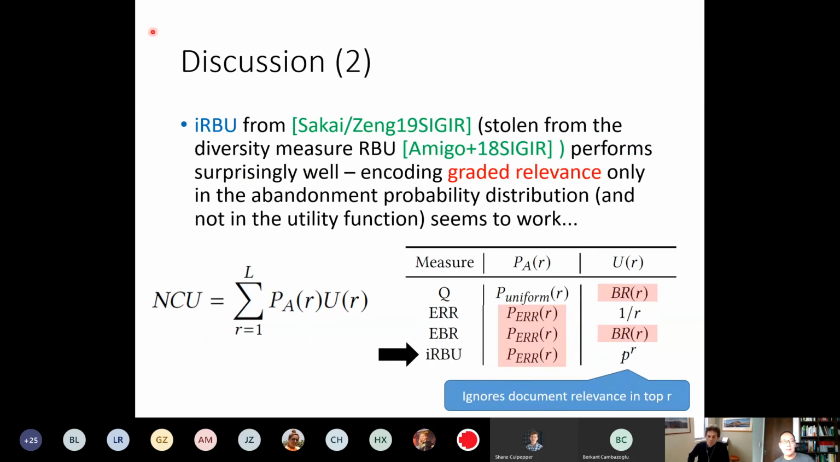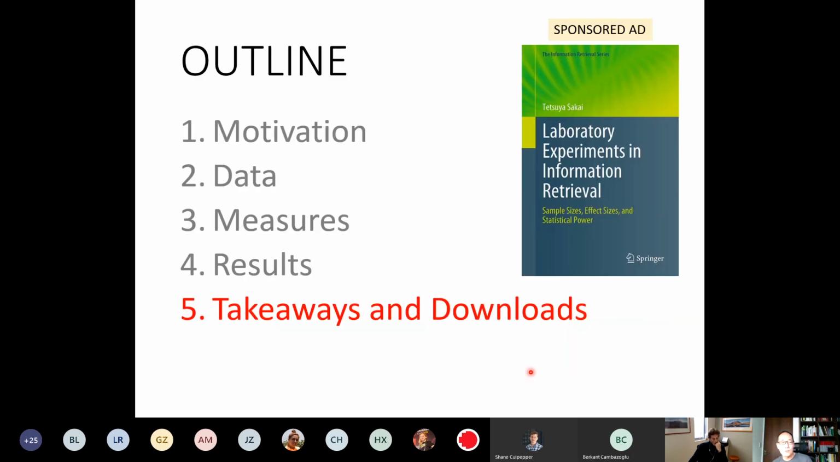Another small point maybe is that this IRBU measure is actually a component of this RBU measure. In other words, RBU is basically intent-aware IRBU. Anyway, this works surprisingly well, even though this utility part of the measure completely ignores the relevance information. So the relevance information in the SERP is encoded entirely in this user's stopping probability. Okay, if you're interested in evaluation measure design, this might be of some interest to you.